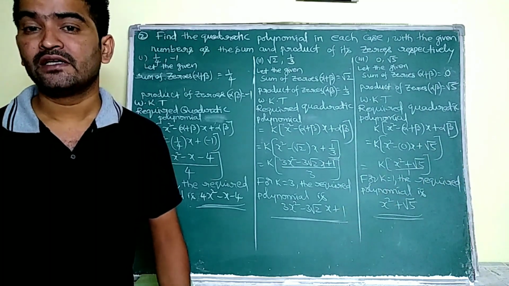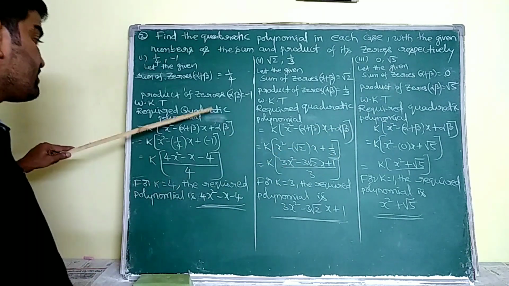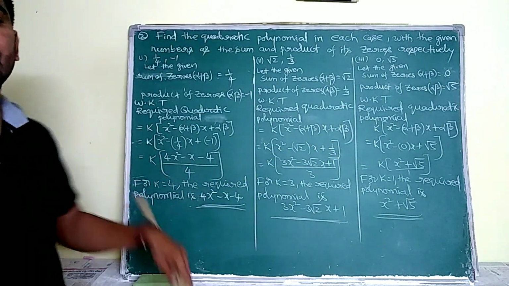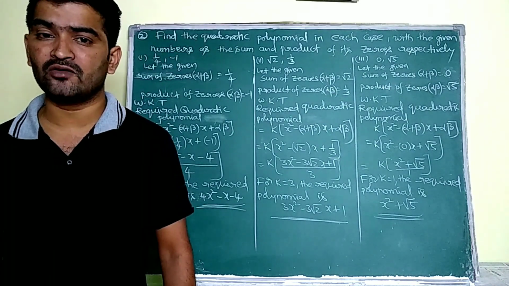See, here sometimes he asks you to find the k value. Then you have to do this and write the denominator as the k value. In some bits he is going to ask you for the k value also.